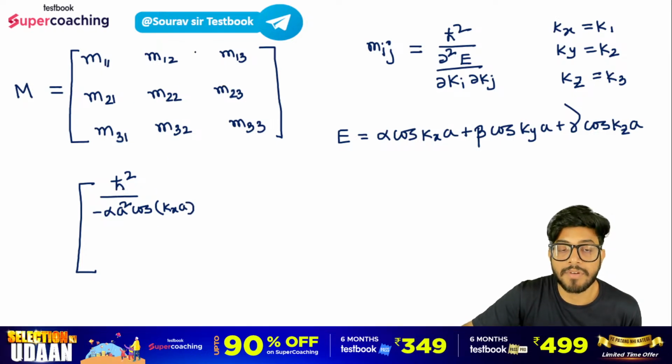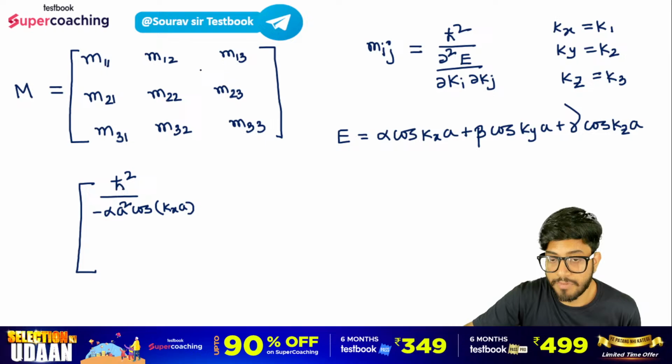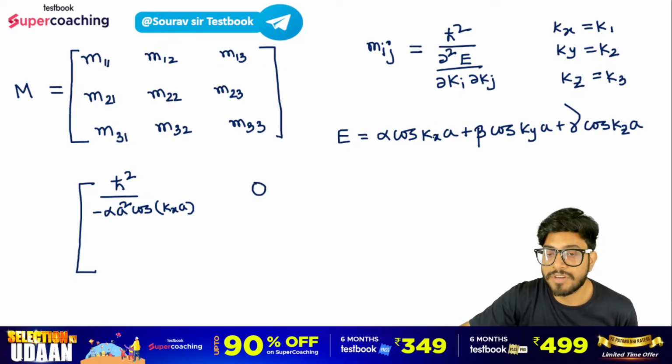So this is m11. Then again I can go for m12, which first time you will have to do the differentiation with respect to ky. Then you have to do the differentiation with respect to kx. If I do the differentiation with respect to ky, this and this will be 0, only this one survives. And then if I do the differentiation with respect to kx, of course this term will be 0. For 1,3, of course I have to do the differentiation with respect to kz, and then kx again will be 0. For m21, first of all I have to do the differentiation with respect to kx, and then ky will be 0, of course, as usual.